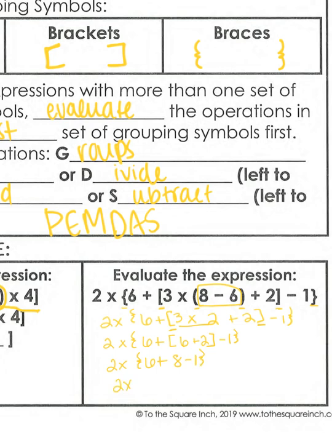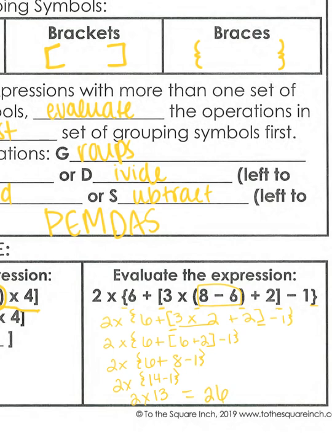2 times, now the only grouping symbol I have left is my braces, so I'm going to do that first. So 6 plus 8 is 14 minus 1. 2 times 14 minus 1 is 13. So my answer will be whatever I get when I get 2 times 13, which is 26.